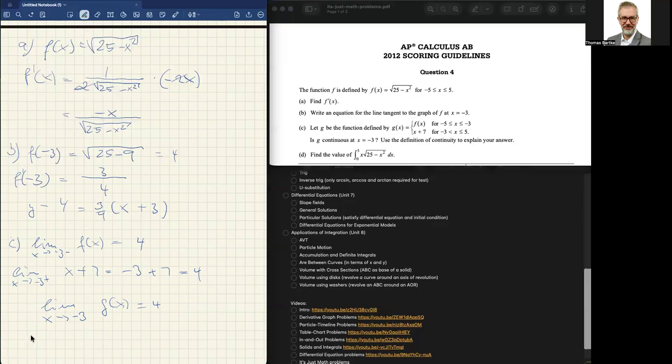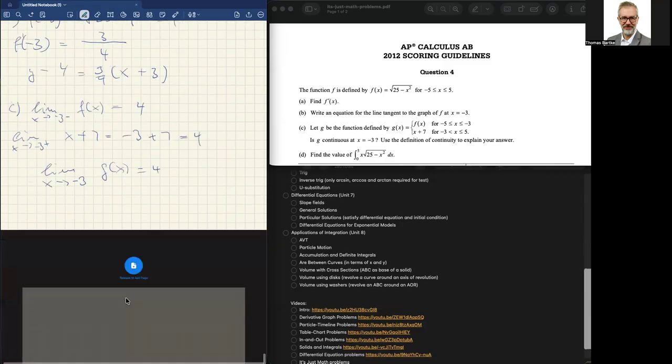And just for completion's sake, if you also want to check for differentiability, you would have to also check the derivatives as they approach -3 from the left and from the right. And if the pieces here also have the same slope as they approach -3 from either side, then the function is also differentiable. But that's not part of the question, so we're done here with this. And now we have to do D.